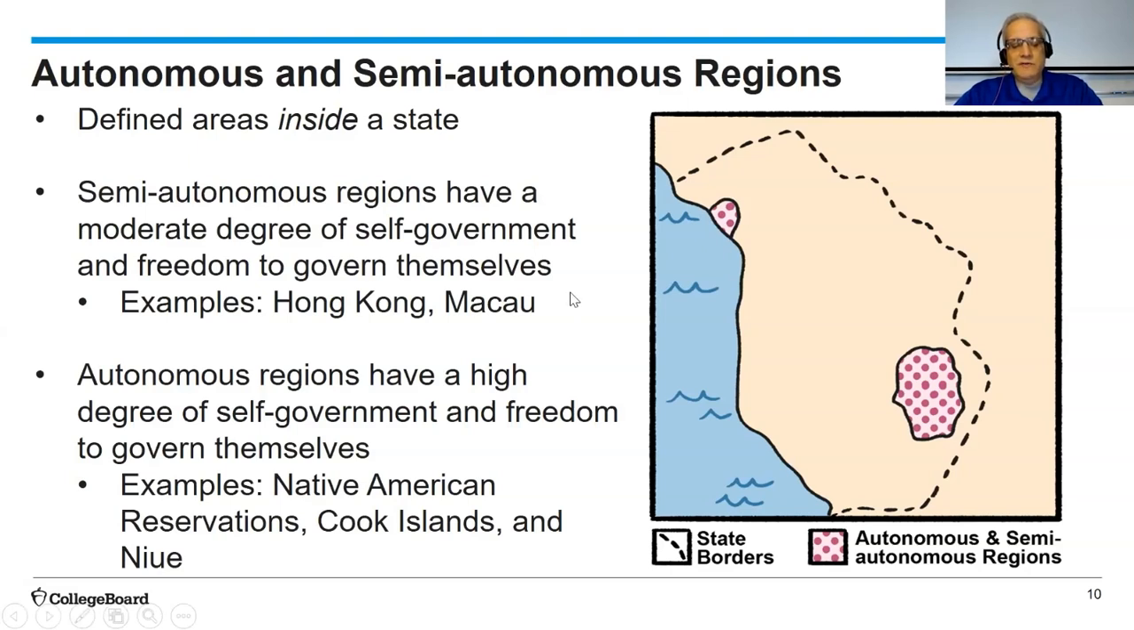Autonomous regions have a high degree of self-government and freedom to govern themselves. So the best examples of these are Native American reservations in the United States. Native American reservations do not have to follow the laws of the state that they're in, and they have their own tribal government, their own tribal police, and they do almost everything for themselves with limited input from the national government. Other examples include the Cook Islands and Niue, which are autonomous regions of New Zealand.